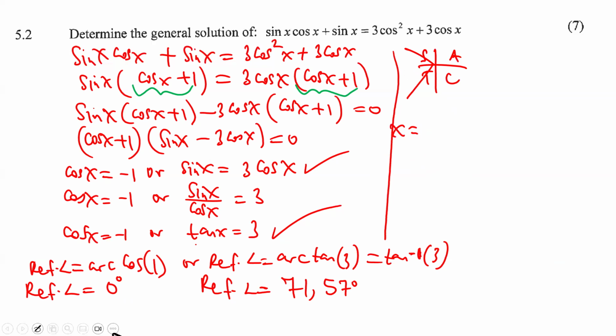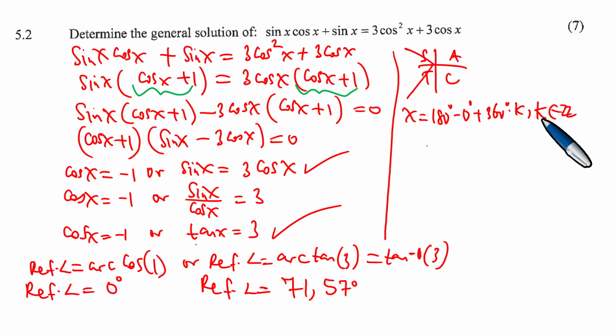So x is going to be the same as 180 degrees minus 0 degrees plus 360 degrees times k, k an element of the set of integers, right? And this gives us 180 degrees plus 360 degrees by k, k in Z.